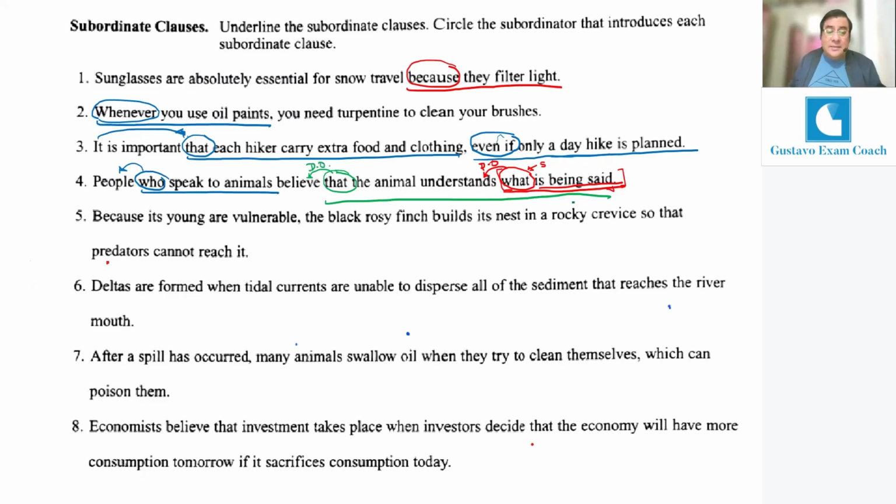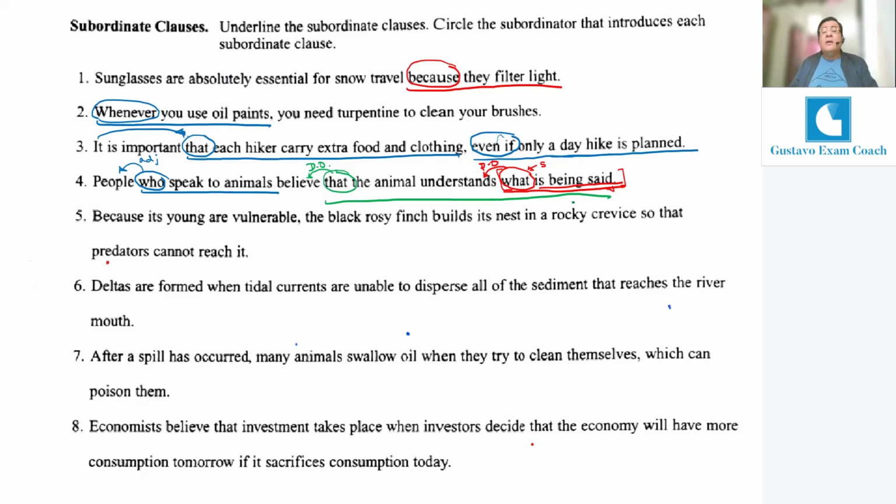Right? And the clause who speak to animals is actually a sort of adjective for people, right? The subject in the independent clause. So we can notice there are actually three subordinate clauses in sentence 4. Let's keep moving to sentence 5.